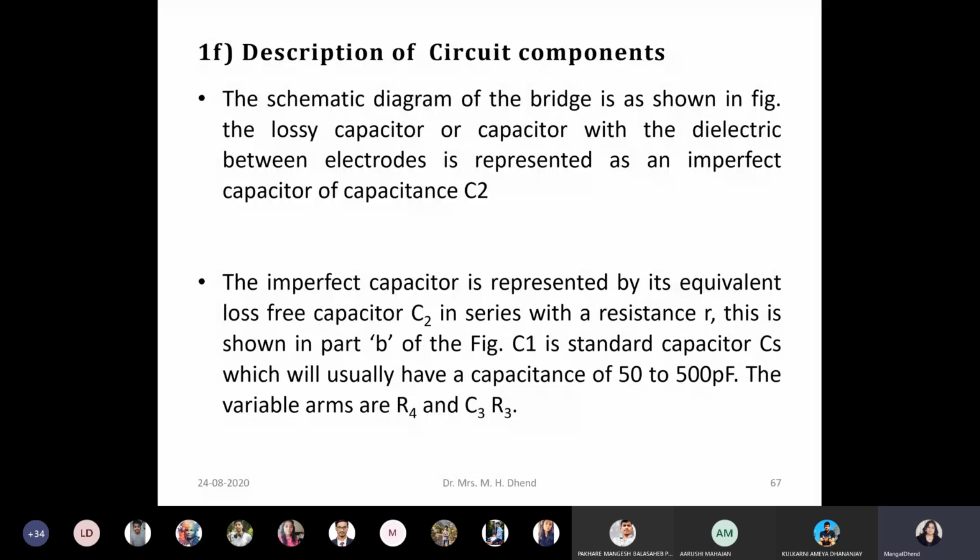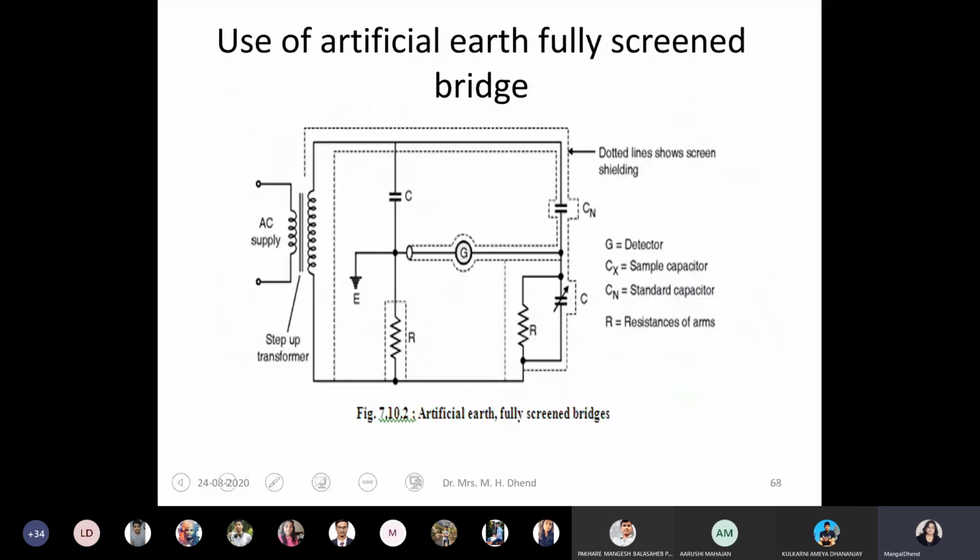Now, description of the circuit components, I already told you: lossy capacitor C2 and R4, C3, R3. So these are the values of the standard capacitance, which is in the range. Because you can see here standard capacitance C1 is used. I think it is C2. So take care of that, circuit parameters.